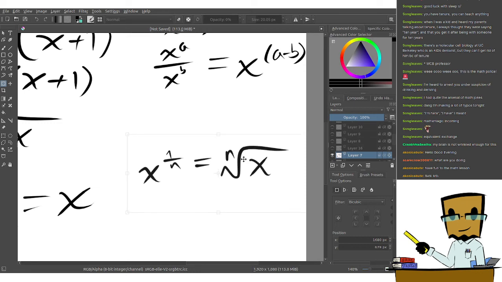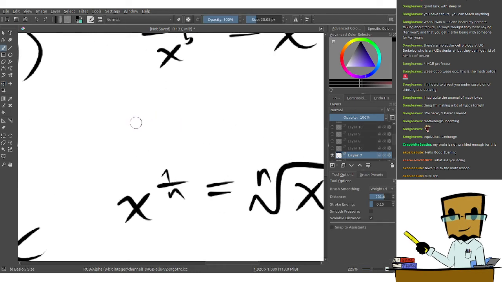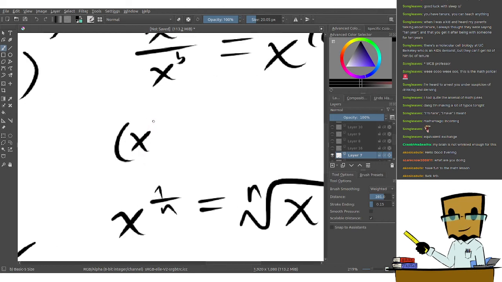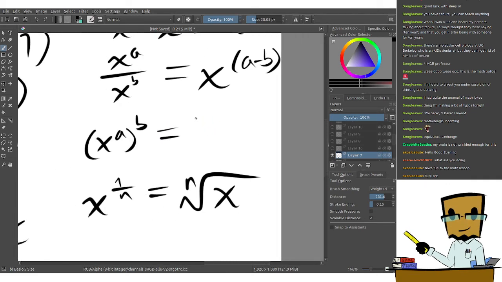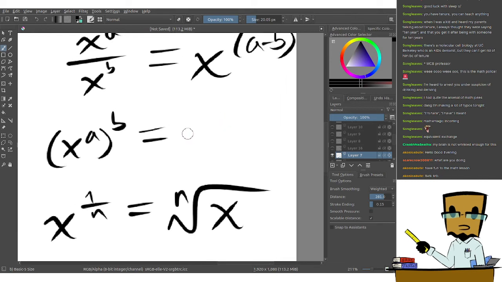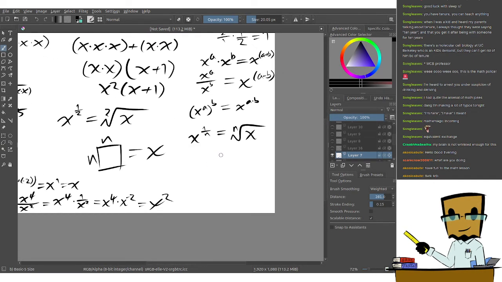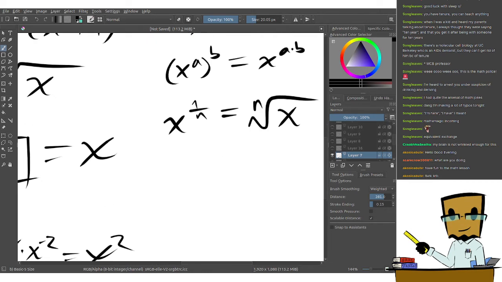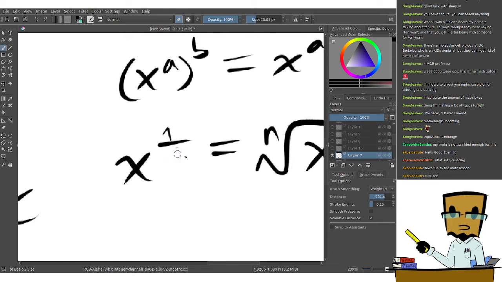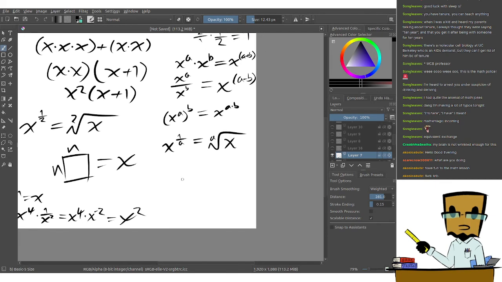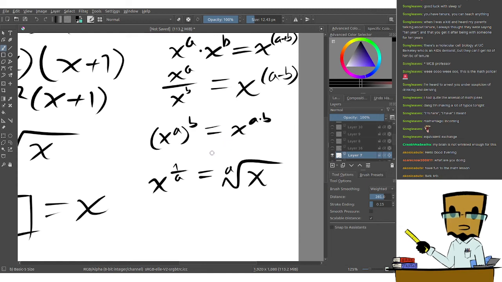One of the more important ones is, I did write it down earlier on the other one. X to the power of a to the power of b equals x to the power of a times b. There we go. So what that means is, I don't like having n in there and then using a and b for all the others. That feels rude. So we can do some nice math with this stuff.